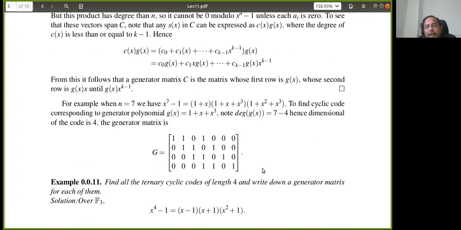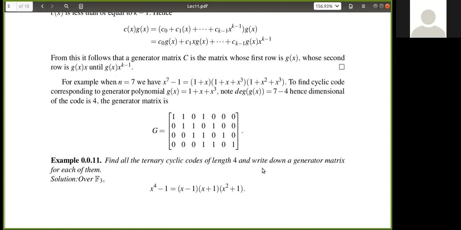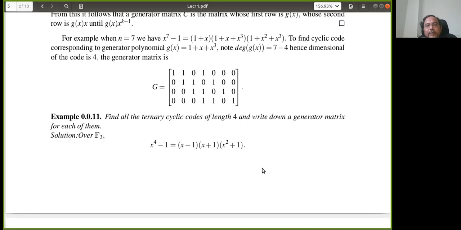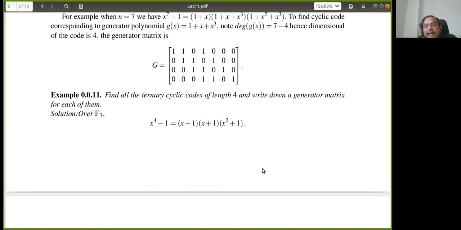So is it clear, Aditi, the generator matrix for x to the power 7 minus 1 with 1 plus x cubed? Yes, sir. Very good. Okay, any other example? I'll give one more example for more clarity. Why binary? I can go to ternary so that it will be better for you. So x to the power 4 minus 1 is equal to (x minus 1)(x plus 1)(x square plus 1). You know why?